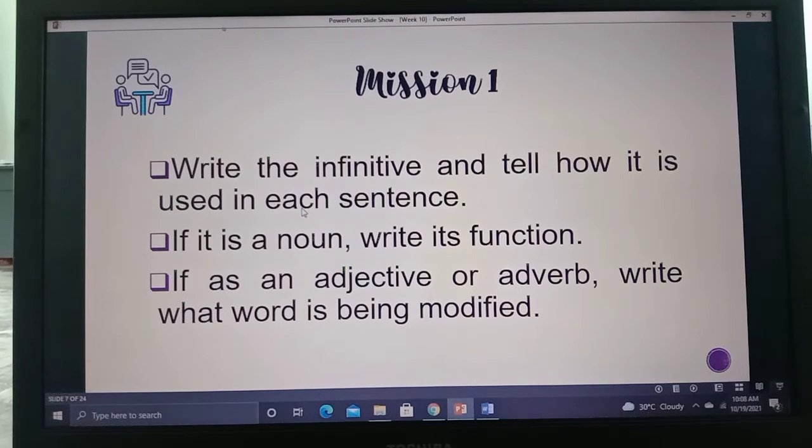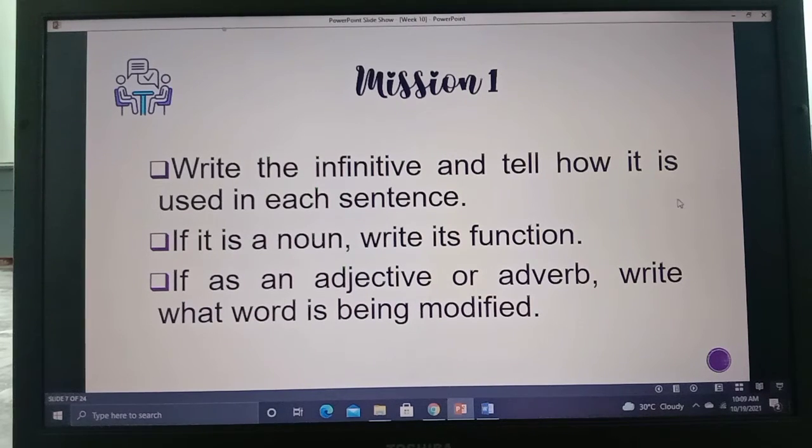So dun sa mission 1, what you're going to do is you're going to write the infinitive dun sa bawat sentence. I-write nyo yan sa paper ninyo and tell how it is used in a sentence. Kung as a noun, i-write nyo yung function. Ano ba siya? As a subject, as a direct object, or as a complement. Kapag naman adjective or adverb, i-write nyo kung ano yung minomodify nila. Pwede kayo mag-base dun sa mga examples.